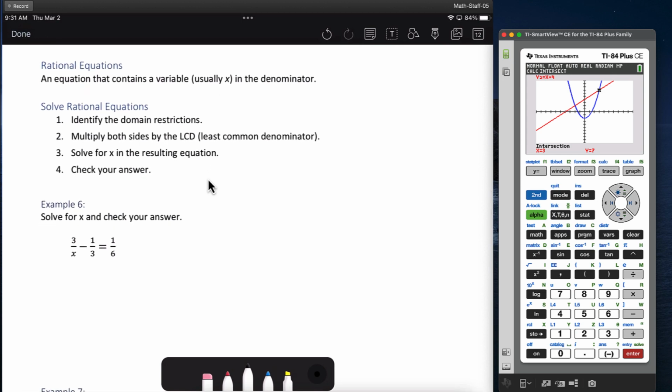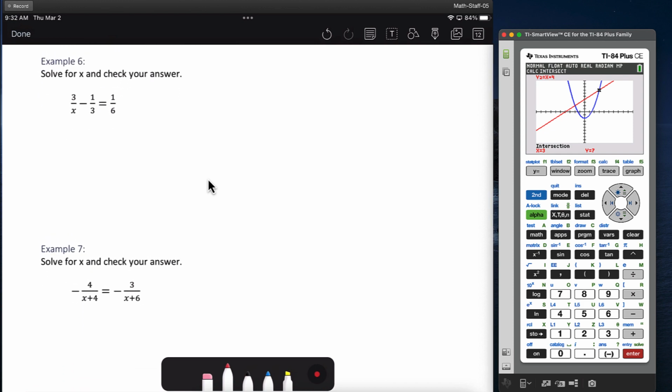Up next, we have rational equations. A rational equation is an equation that contains a variable, usually in the denominator. So when you hear rational, think fraction. Right, we're going to be dealing with equations with fractions where x is in the denominator. To do this, we will first locate any domain restrictions. You want to figure out what x cannot be. Step 2 is multiply both sides by the least common denominator. Step 3 is solve the resulting equation, and then finally we can check our answer.